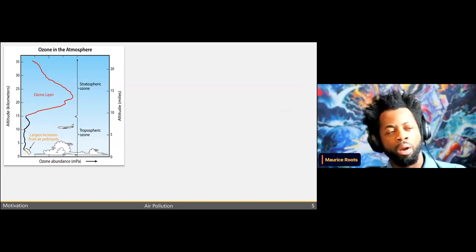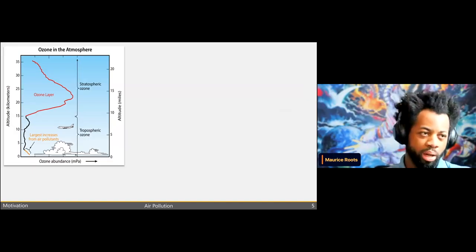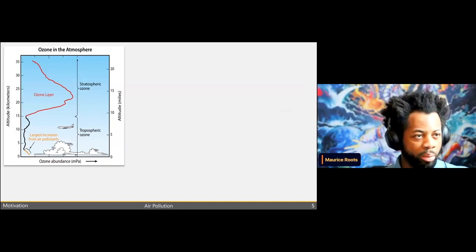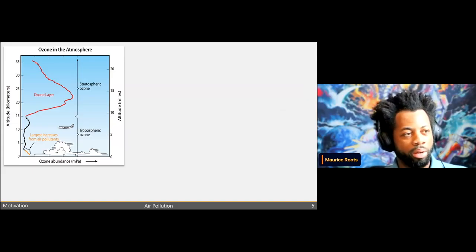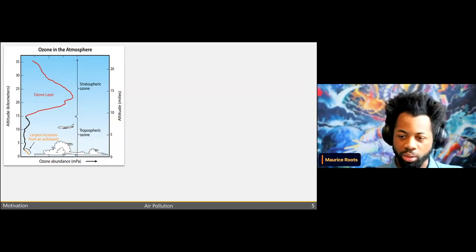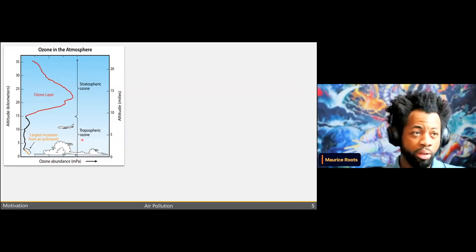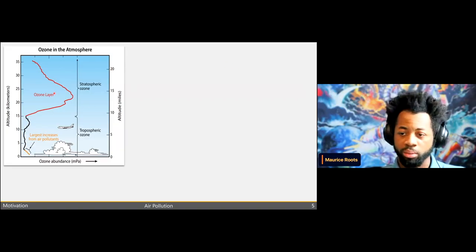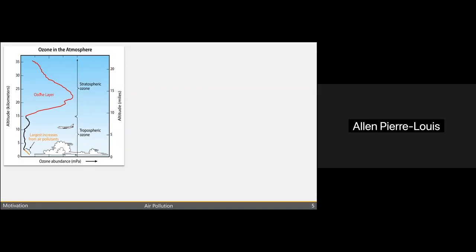So, ozone, I've mentioned that several times, but not everyone might be familiar with what ozone is or its importance. I'm sure everyone's heard about the ozone layer. And actually, let me turn on my little laser pointer. Can you guys see that? I think so. Yes. Okay, cool.